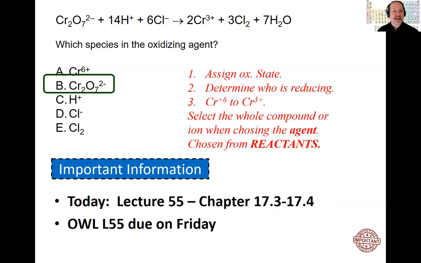Well, if you go through and assign the oxidation states, you're going to see who is reducing in its oxidation state, and you'll notice that chromium starts as a +6 as a reactant, going to a +3 in the product side. So when we're choosing the agent, we're choosing the element that is reducing, and the agent, we pick the whole compound. Or in this case, the only thing that was listed for chromium was the ion.